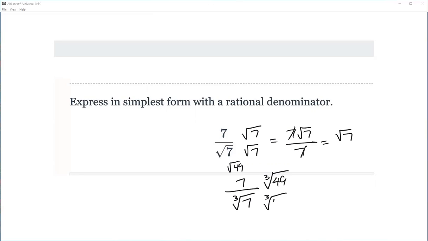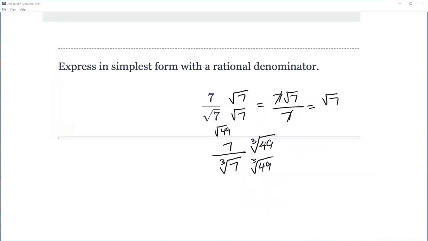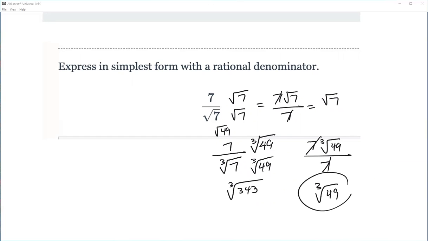Because what you want to do is you want to get perfect cubes. So 7 times 49 is 343. So it'll be 7 cube root of 49 over the cube root of 343, which is equal to 7. And then you just cancel them out. So just the cube root of 49. Just be careful with that when you rationalize the denominator.